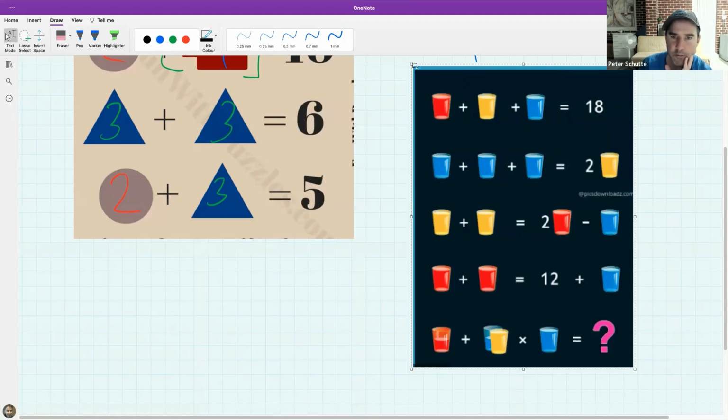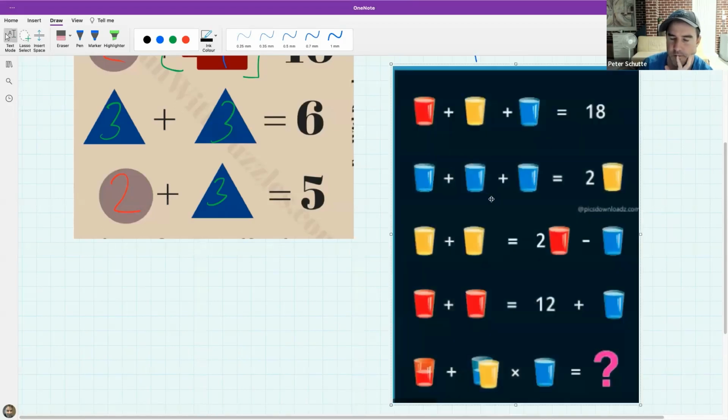Which of these equations do you think we might start with? I have this idea. Maybe we could take the top and we could use substitution, and we could replace the red one and the yellow one using stuff from down here. Maybe we could change it so all the colors are the same on the top line or something.